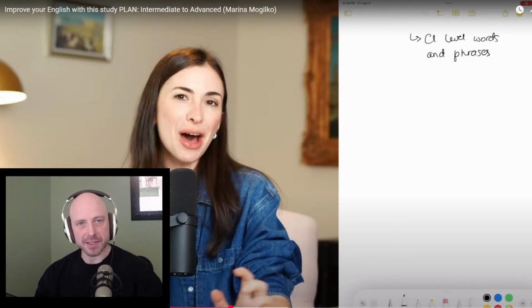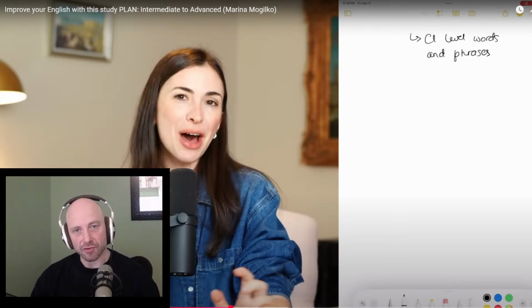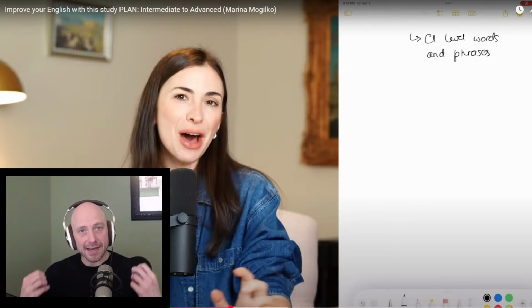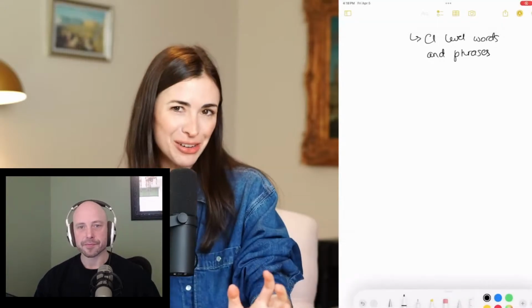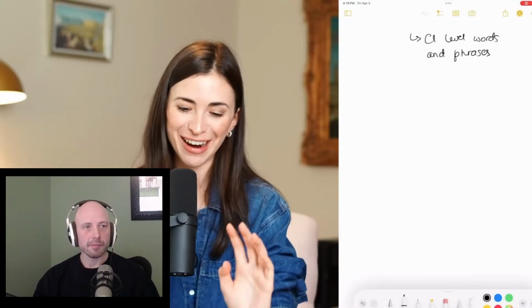So can you display an excellent control of advanced structures? And you can do that whilst making a few spelling mistakes. That doesn't impact your ability to display an excellent control of advanced structures. How can you challenge yourself with advanced writing?